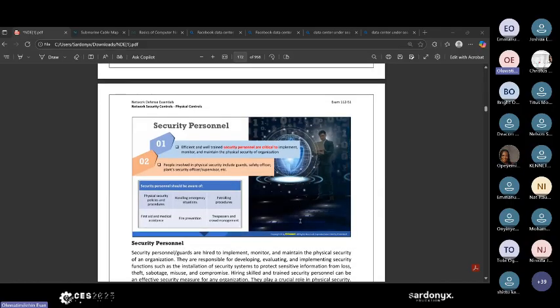Then also security personnel. Efficient and well-trained security personnel are critical to implement, monitor, and maintain the physical security of an organization. It's not the one that will drink and just walk away. So these are very important, so they can actually see and know what is going on. People involved in physical security include guards, safety officers, plant security officers, and supervisors. They should also undergo training, and they should be professional.